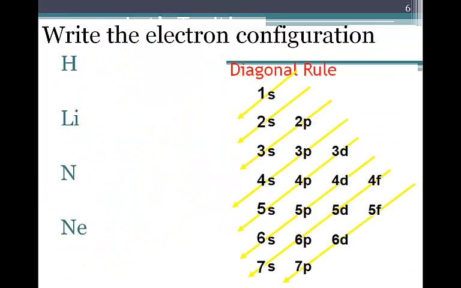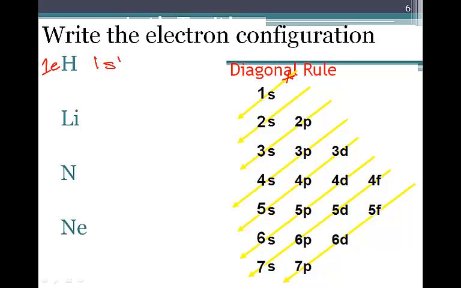So let's practice a couple electron configurations. Hydrogen. Hydrogen has one electron. So according to our diagonal rule, we start here, and the first thing that we move through is 1s. So we can be done here. That one electron has a home in 1s.